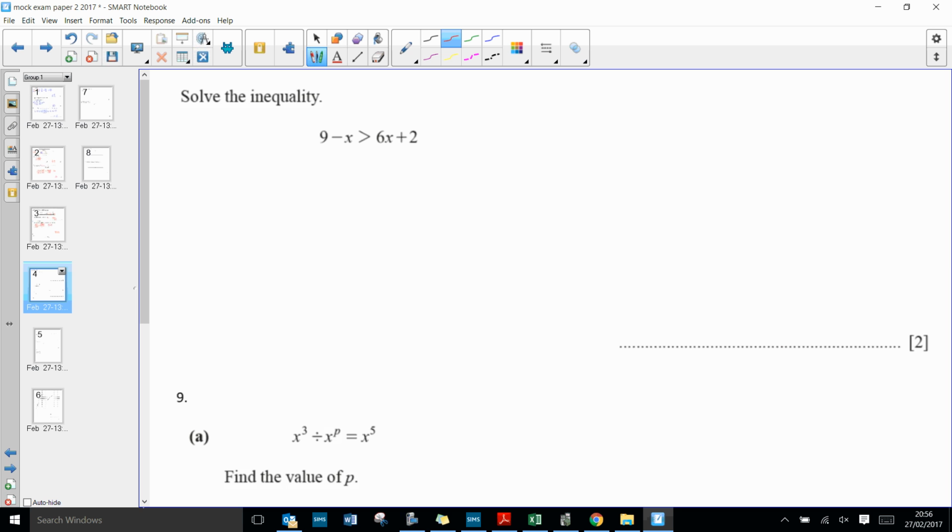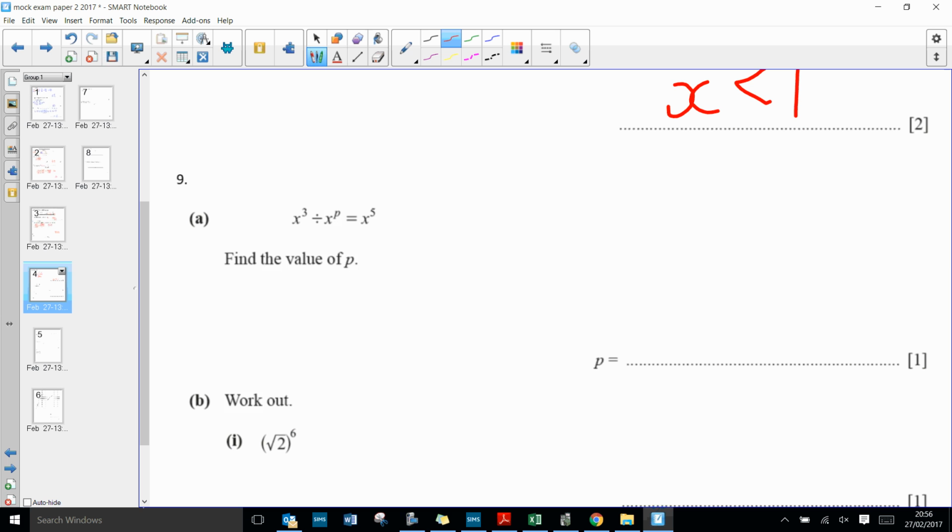Solve the inequality. So to solve inequalities, we need to treat them as though they're equations. We have x's on one side, numbers on the other. So I'm going to add x to both sides and subtract 2 from both sides. So that leaves me with 7 is greater than 7x. And then obviously divide both sides by 7, so 1 is greater than x, so x is less than 1. Note, my small point is closest to the x, so when I rewrite it, I've written that x is less than 1.